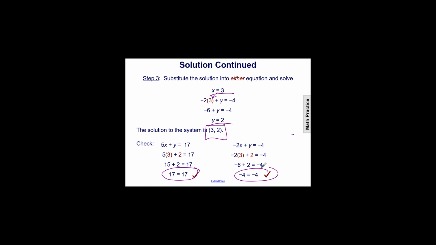So just be careful when using elimination and your system has the same coefficients of a variable you're trying to eliminate. You have a choice. You can multiply one equation by negative 1 and add the equations, or you can just subtract the two equations.